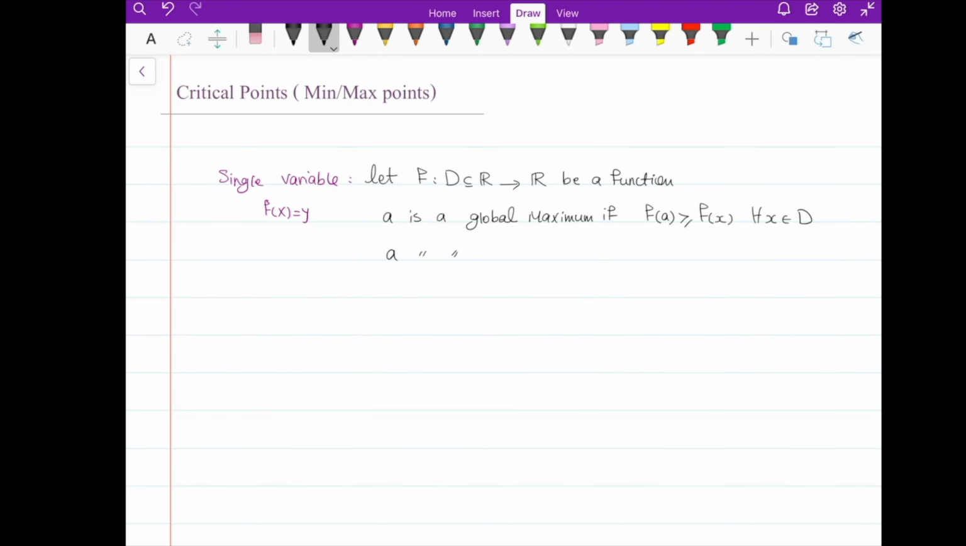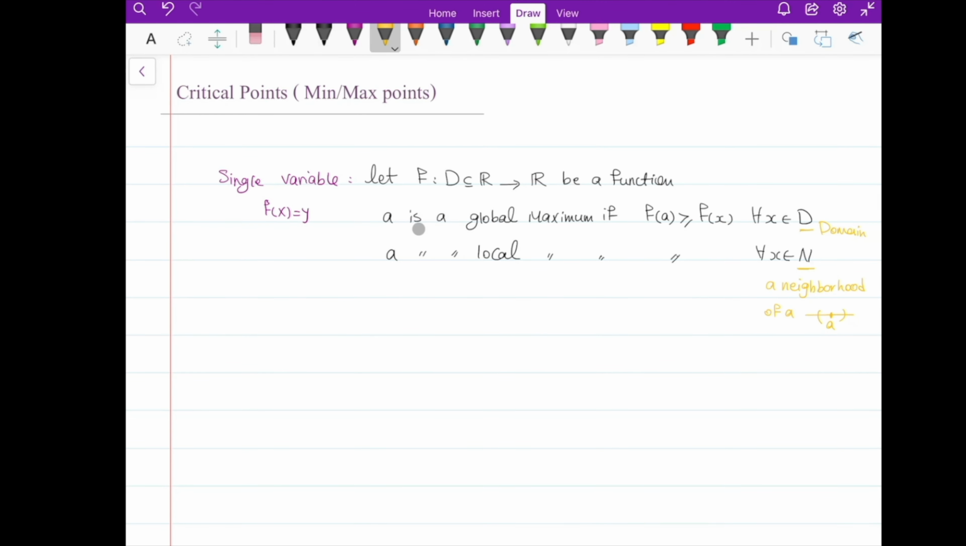A is a local maximum if the value of the function at A is greater than the value of the function at all the points that are in N, where N is a neighborhood of A. So for example, if this is the point A, some interval that contains A. D here is the domain. So you see the difference between these two.